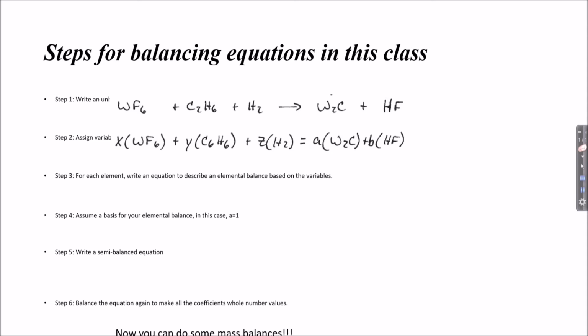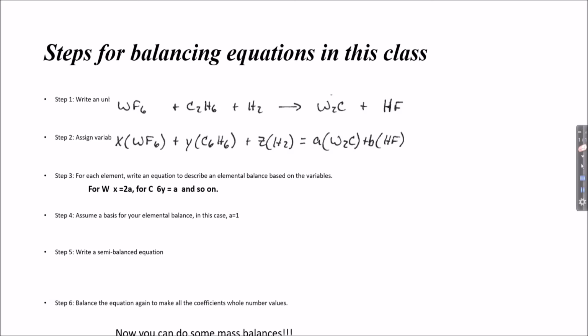For our reactants, we assign the variables x, y, and z. And for our products, we assign variables A and B. You can use other variables, but be cautious not to confuse your variables with the elements. Step three, for each element, we write an equation to describe an elemental balance based on the variables. In this case, tungsten: if we look at the stoichiometry, we have WF6 and W2C. So here, x equals 2A because W2C has two tungstens in it.